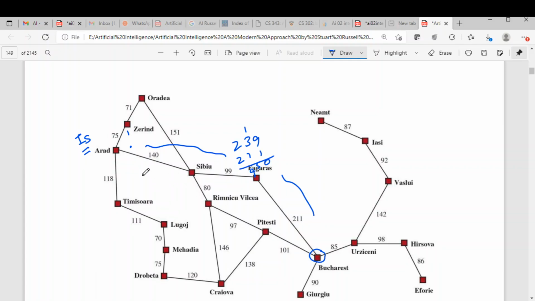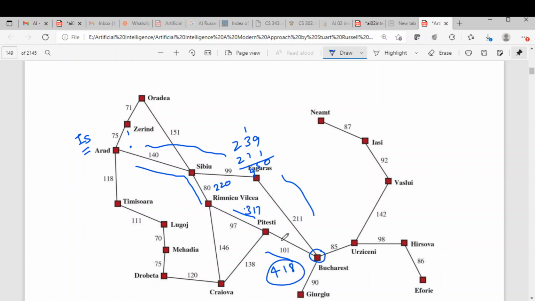Whereas you take this path: Arad to Sibiu, Rimnicu Vilcea, Pitesti and Bucharest. If you see this path, 140 plus 80, that is 220. Up to here 220. 220 plus 97 is 317, right? 317 plus 101 is 418. Whereas this is 450.